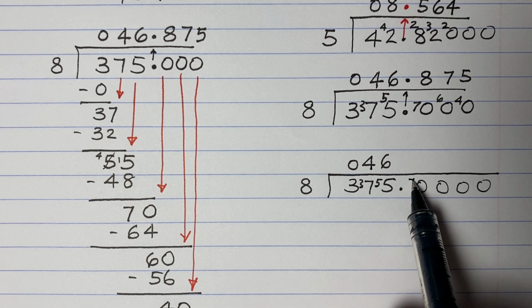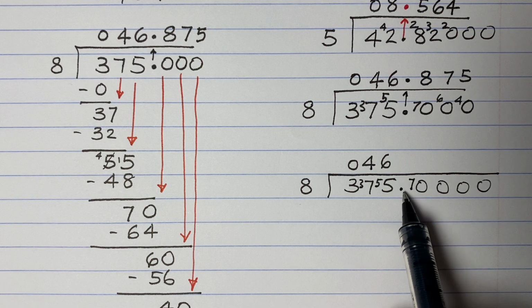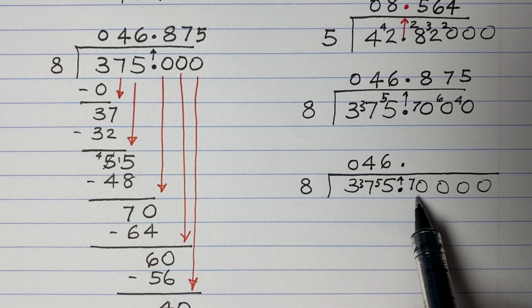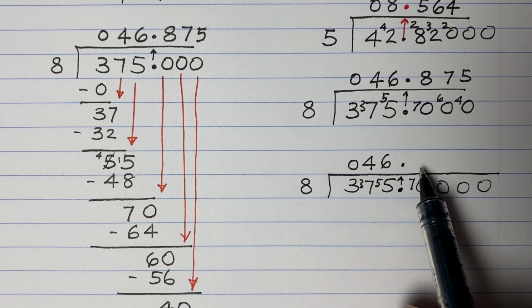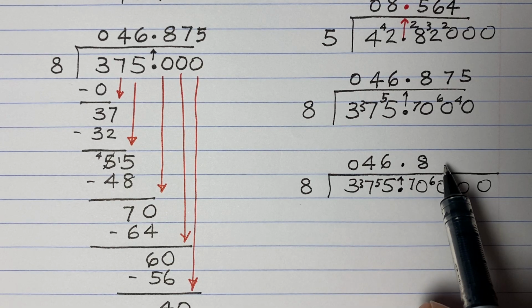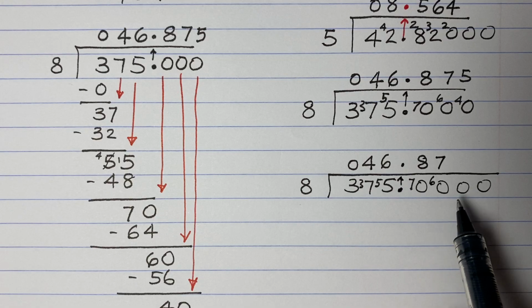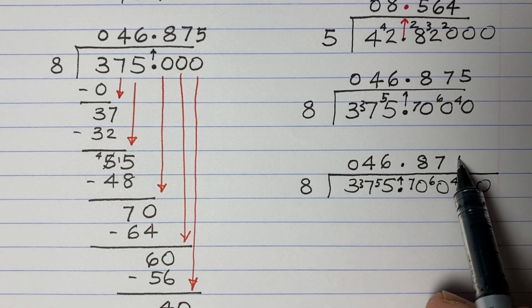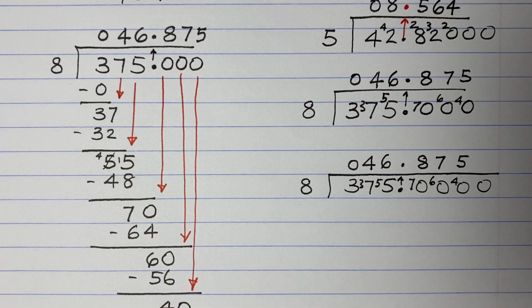7 left. 7 goes here before the point that you already created. You reach the point in the answer. 8 into 70 goes 8 times, 8, 8, 64. 6 left. 8 into 60, 7 times. 7, 8, 56, 4 left. And 8 into 40 goes 5 times. And nothing left. So I didn't really need that extra 0.